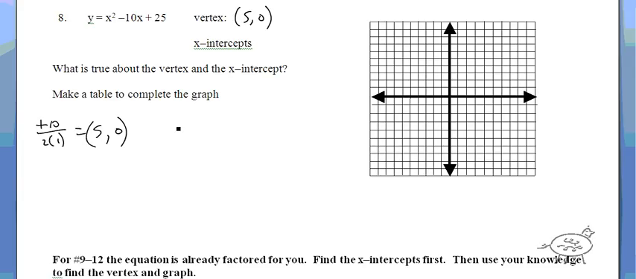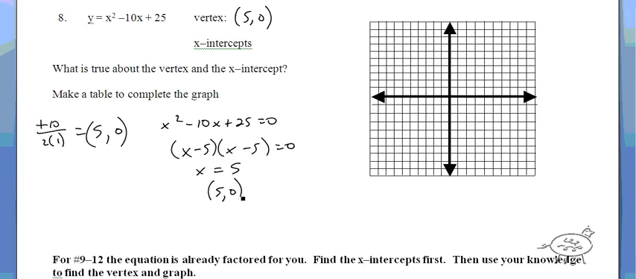And then if I factor that, it's x squared minus 10x plus 25 equals 0. And I factor, I get x minus 5, x minus 5. So for both of these, I get x equals 5. So if you notice, I get 5 comma 0. Well, that's the same as my vertex. So there's a problem because I only have 1 point to plot. That's not enough. I need more points.